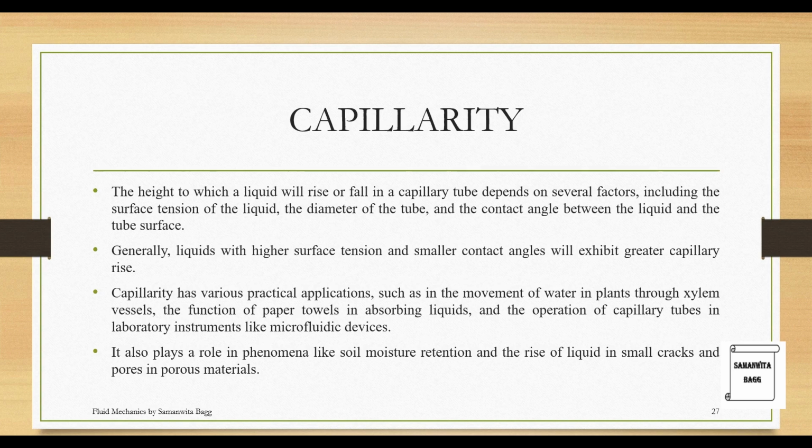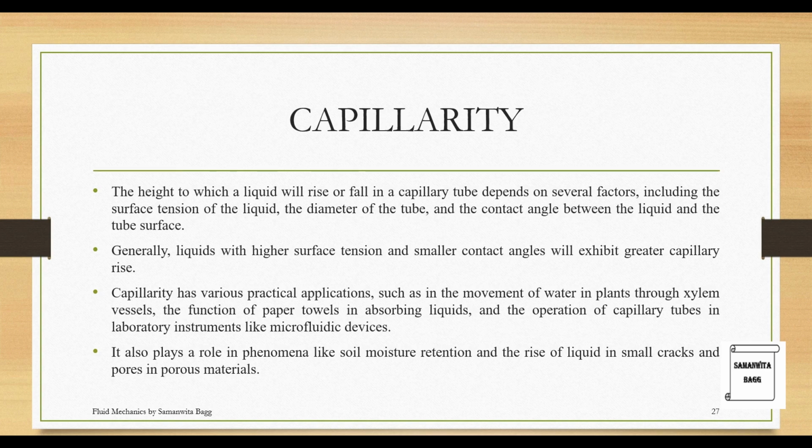The height to which a liquid will rise or fall in a capillary tube depends on several factors, including the surface tension of the liquid, the diameter of the tube, and the contact angle between the liquid and the tube surface. Generally, liquids with higher surface tension and smaller contact angles will exhibit greater capillary rise.